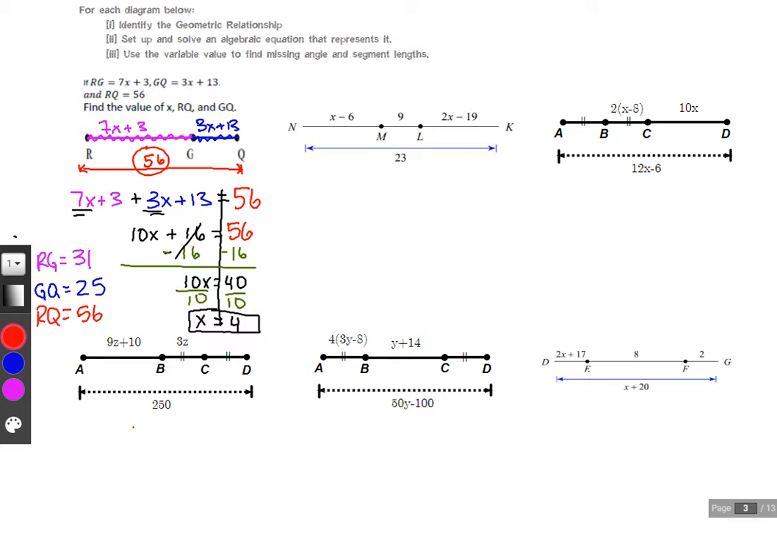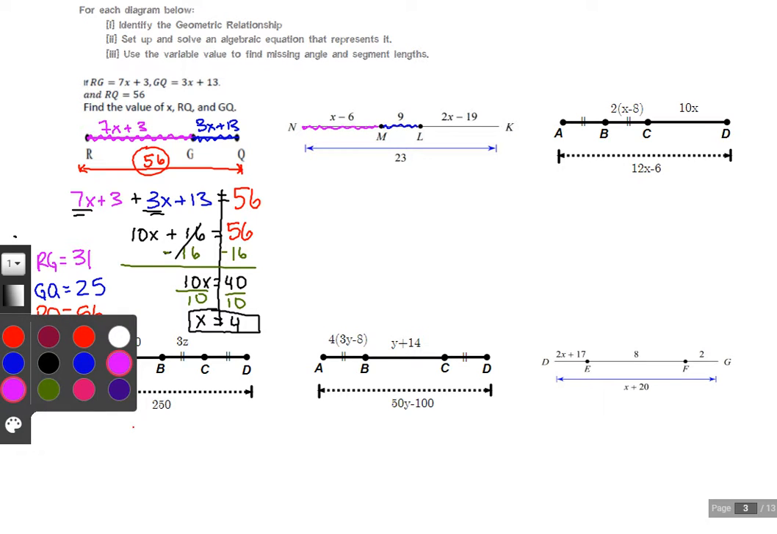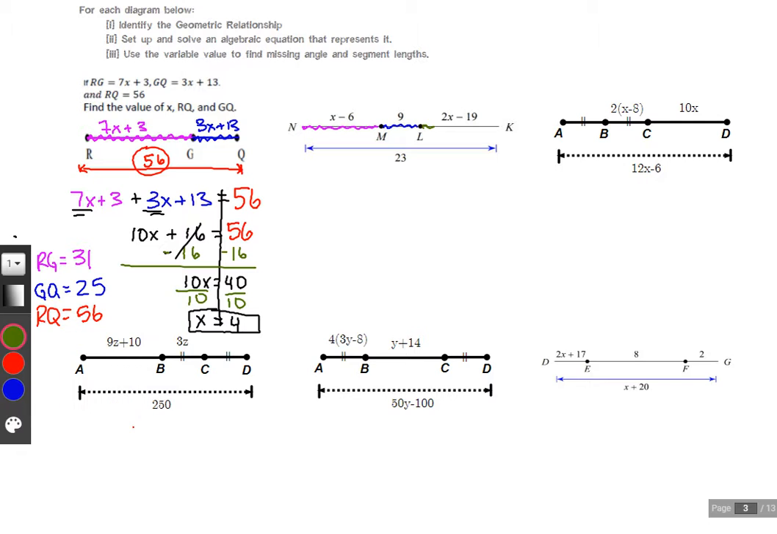Anyway, let's move on. So here we have a segment, but we see it's actually cut up into 3 pieces. We have ML in the middle, and then we have LK at the end. And then we have the entire length expressed as 23. So again, we don't see any congruency marks or anything that indicates a bisector, but we do have multiple parts of the segment that we can add back to make the whole segment. And so we can do that.